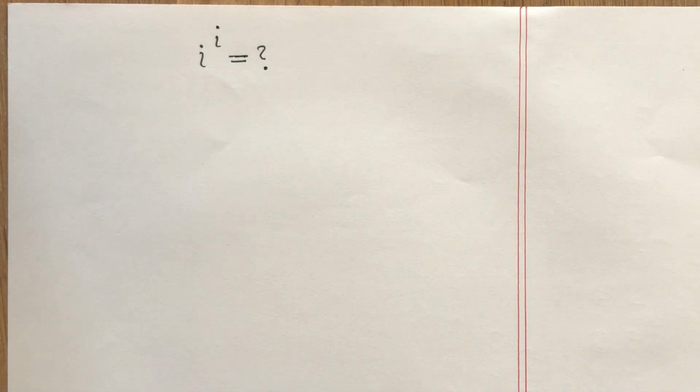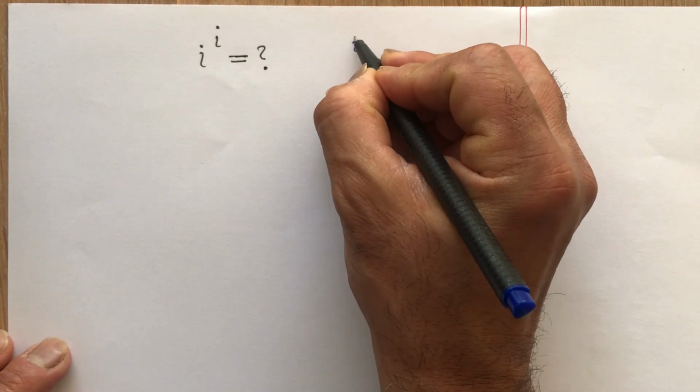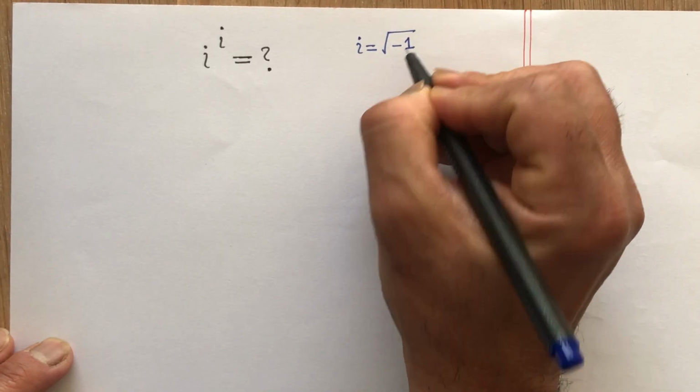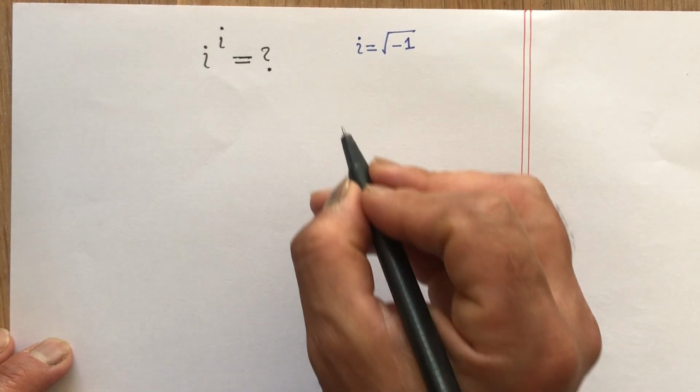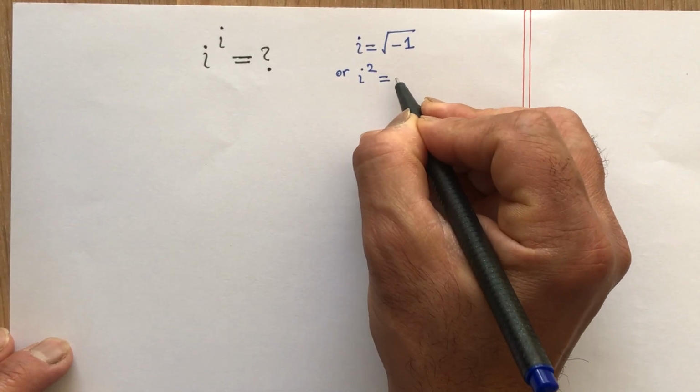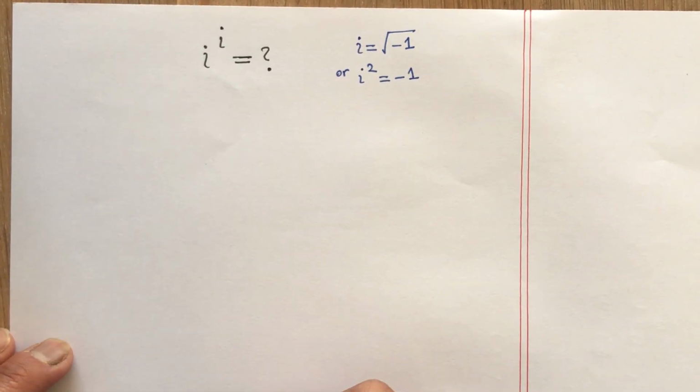Hello everyone. Today we want to find the result of this expression, i to the power of i. But i is the imaginary number, and by definition i is the square root of -1, or i squared is -1. Both definitions are the same.